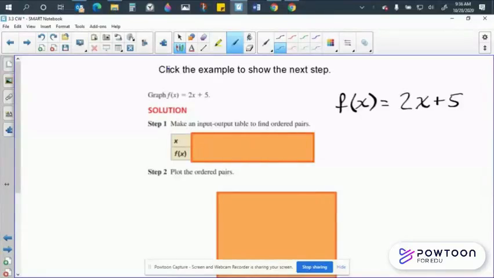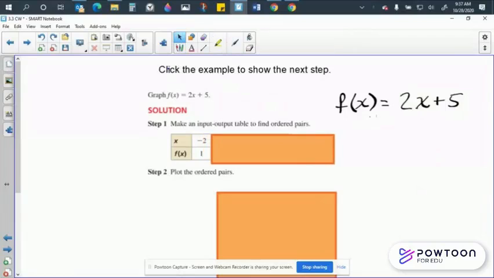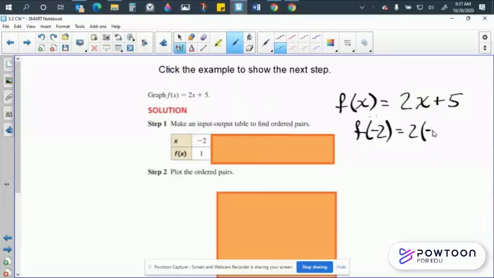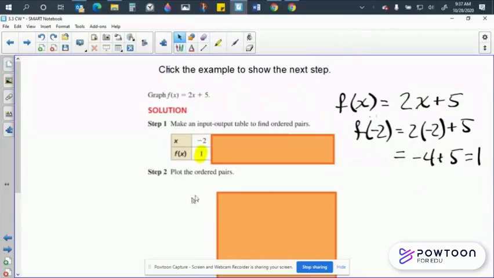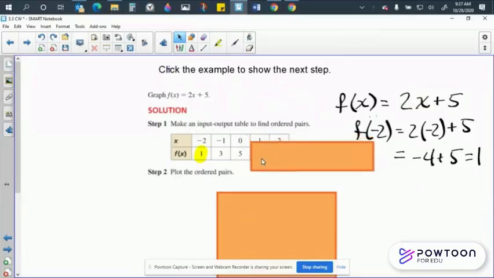Now we're going to make an input-output table for the following function, where f of x equals 2x plus 7. First, if I substitute negative 2 in for the x, we would have f of negative 2 equals 2 times negative 2 plus 5. So we receive the value of 1. Now if we substitute negative 1, we should get 3. 0 is 5. 1, you get 7.